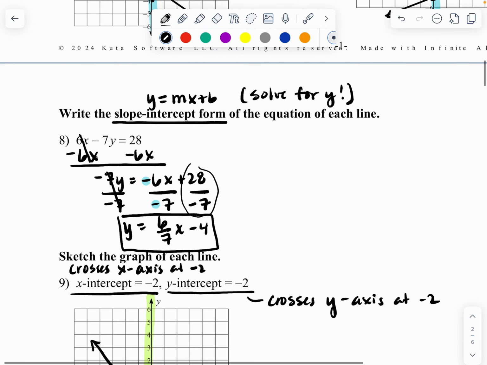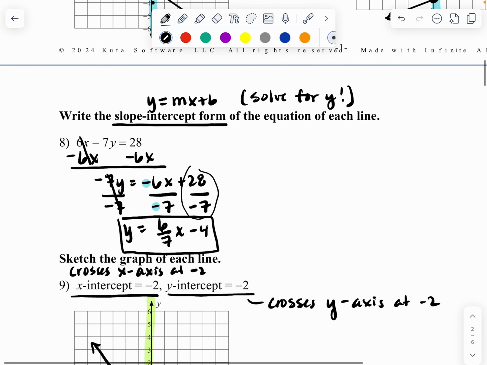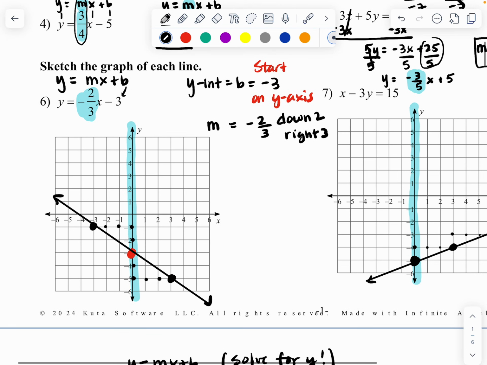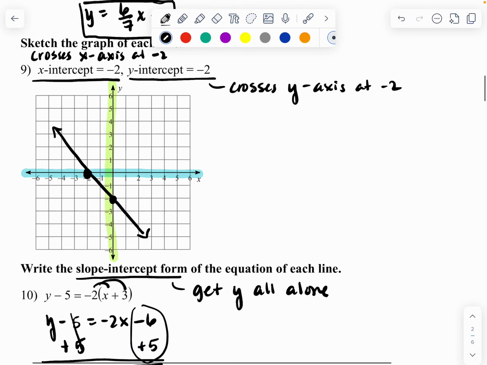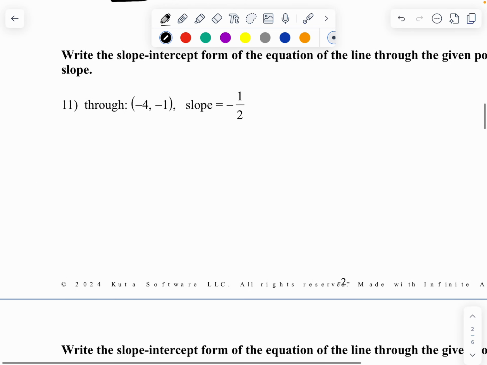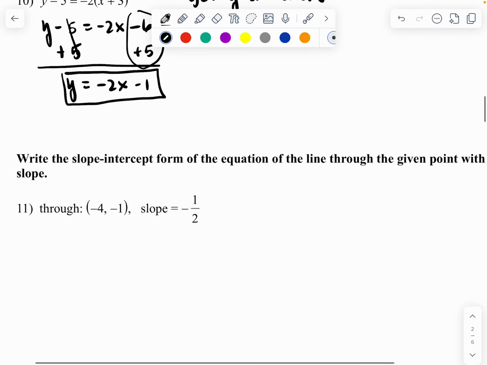Okay, so look, if I look at the last 1, 2, 3, 4, 5 questions, they all have to do with the slope-intercept form of a line, the y equals mx plus b. So you have to be able to pull out the m, the y-intercept, graph them, get it into that form. Okay, so that's a really, really important skill, especially going forward in algebra. All right, almost there. Write the slope-intercept form. Again, I want it in y equals mx plus b form.